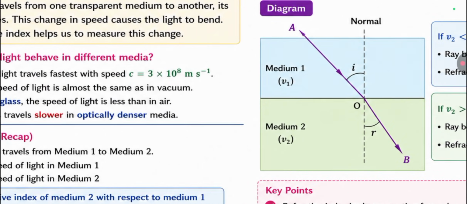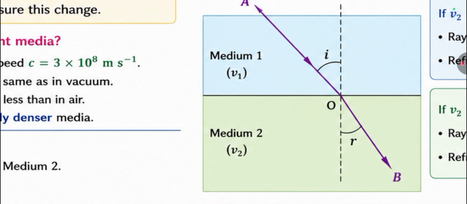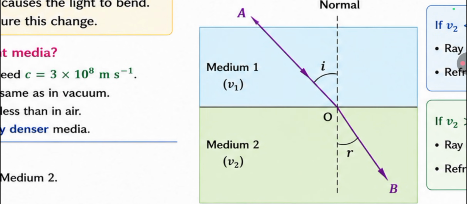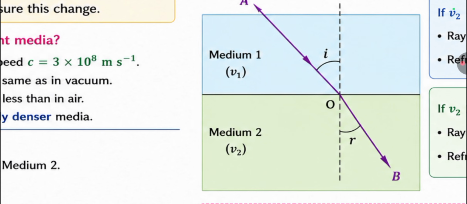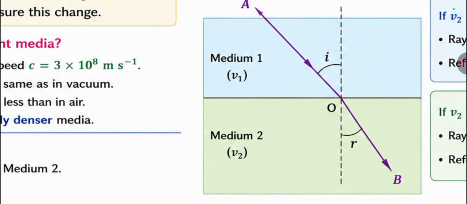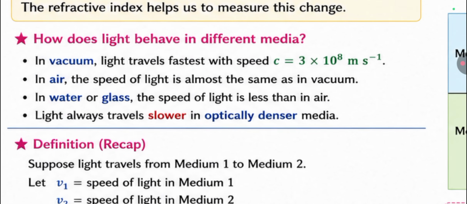We have to observe this diagram. Here the light ray passes from medium 1 to medium 2. Then the light ray does not enter straight into medium 2 from medium 1. It bends towards the normal. So the speed of the light is changed in medium 2 compared to medium 1. Okay, now how does light behave in different media?